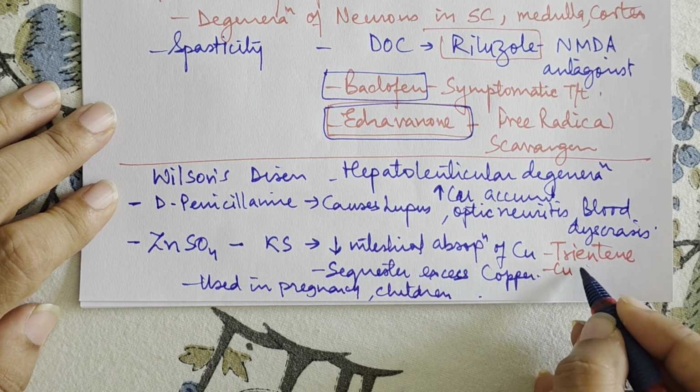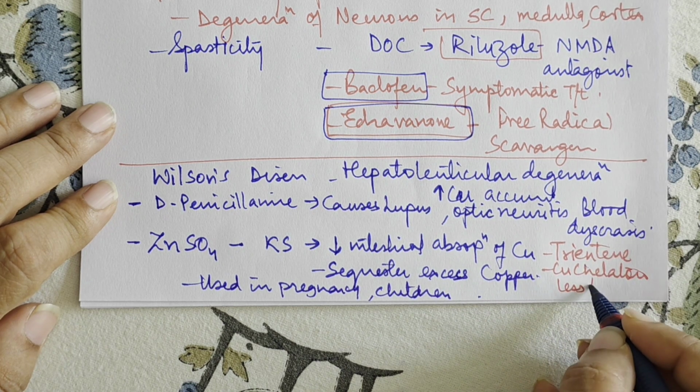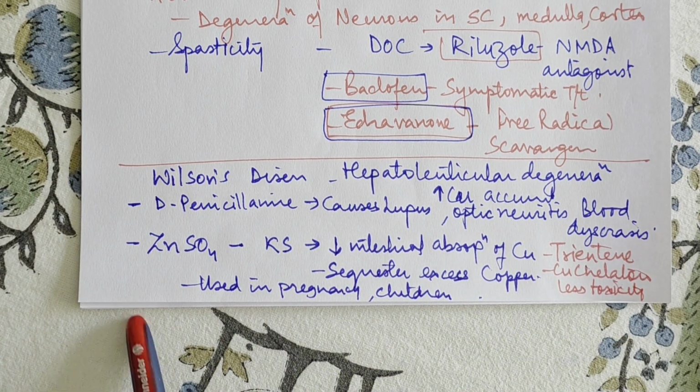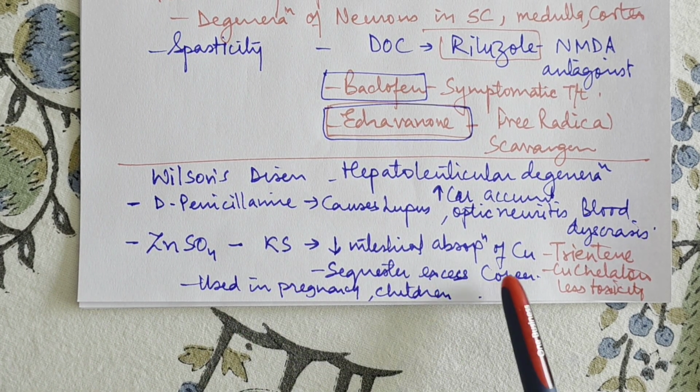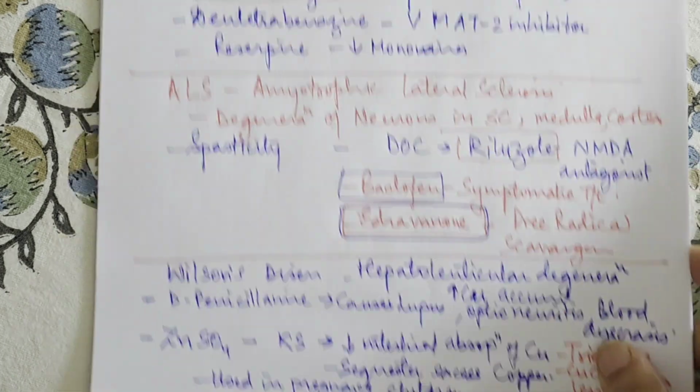This is another copper chelator with less toxicity. So in Wilson's disease, the drugs that we have: D-penicillamine, which is not used because of toxicity. The other drugs are zinc sulfate and potassium sulfide, and another drug, trientine. So these are some diseases.